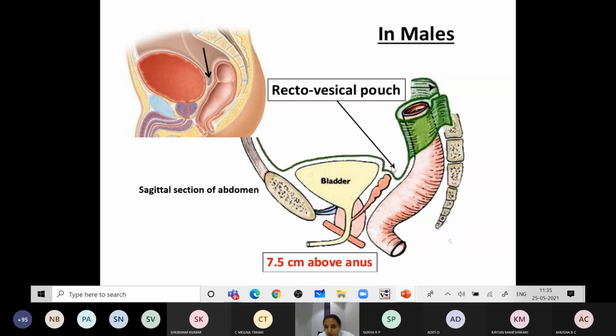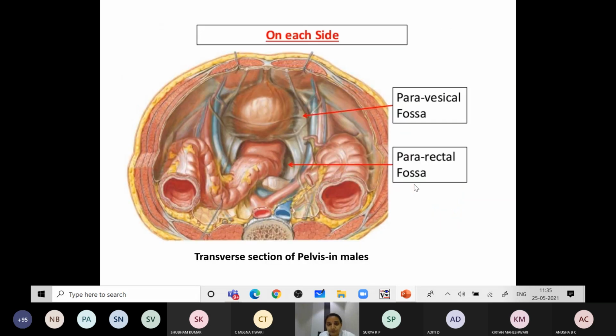There forms a pouch or space between the rectum and the bladder. This is called the rectovesical pouch. This is a dependent space in the case of males, which is 7.5 centimeters above the anal opening. In the case of females, this reflection is different because the uterus intervenes between the bladder and the rectum.